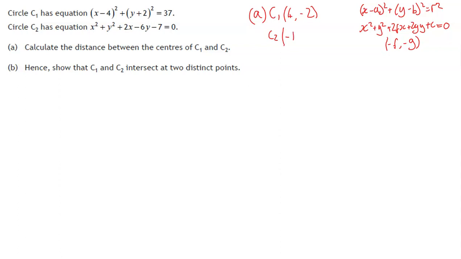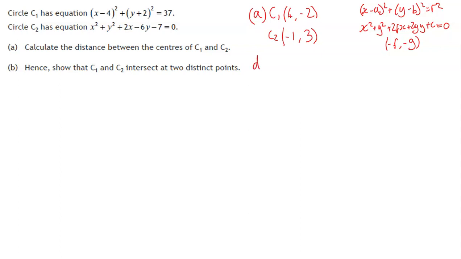I've then got 2g for my y coefficient, negative 6 for the other one. So I know 2g is equal to negative 6, so g is equal to negative 3. But again, it's negative g for the centre. So if g is negative 3, then negative g is 3. So the centre of my second circle is given by (negative 1, 3).